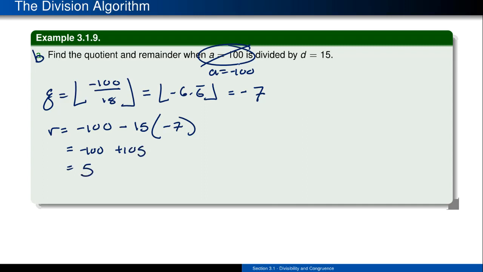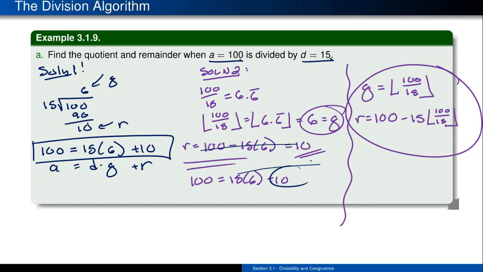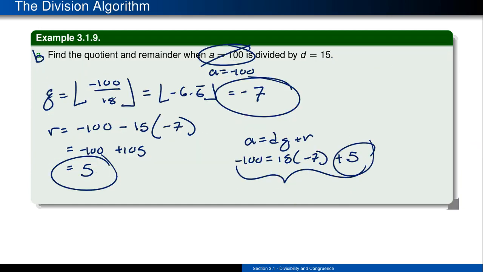So you see a subtle difference happens when a is negative 100. I'm going to have a quotient of negative 7, which already looks kind of funky, and I'm still going to have a remainder of 5. So I can see that I have this factorization, a equals dq plus r, and for negative 100 it looks like 15 times negative 7, plus 5. It's a little bit different than that last example, and you can see that the negative sign has a really important effect. I actually do get different remainders. The first one had a remainder of 10, whereas this situation has a remainder of 5.